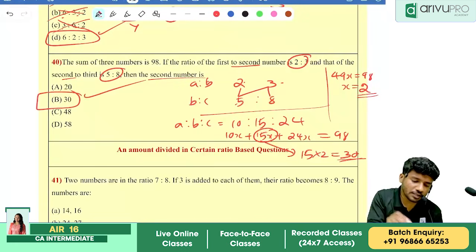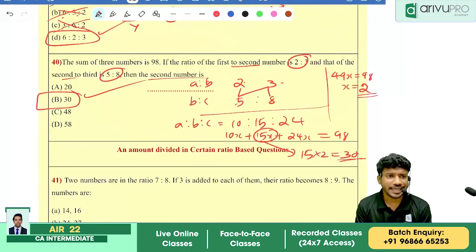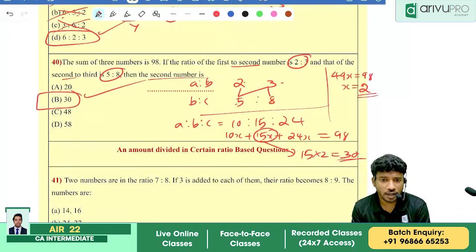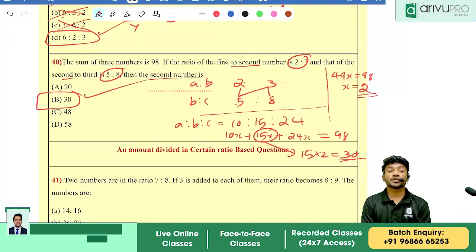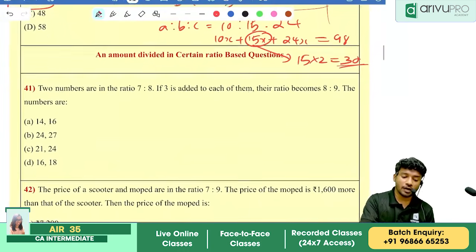Which option is the answer? Option B is the answer. Got it, people? Any doubt? Done now? Understood? These are the types of question using continued ratio. This is the way they will ask. Now, next one.